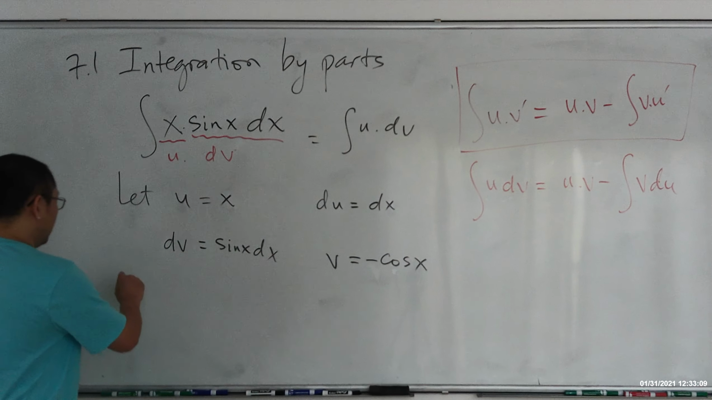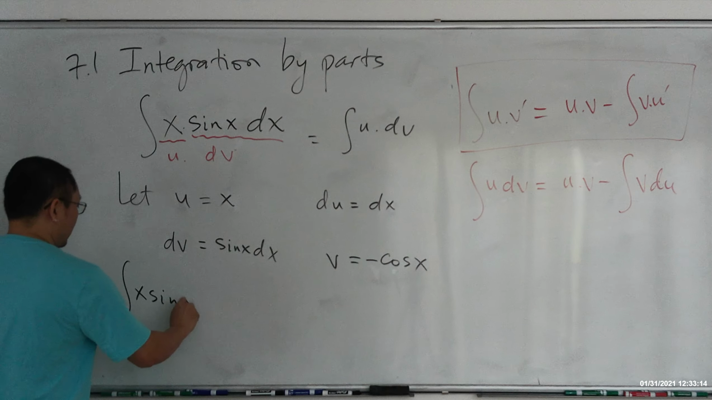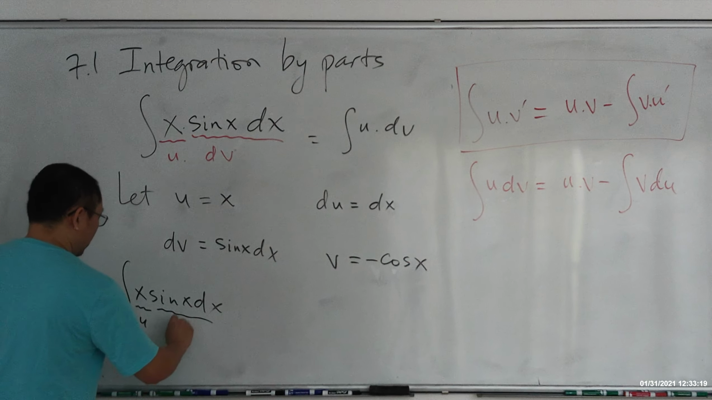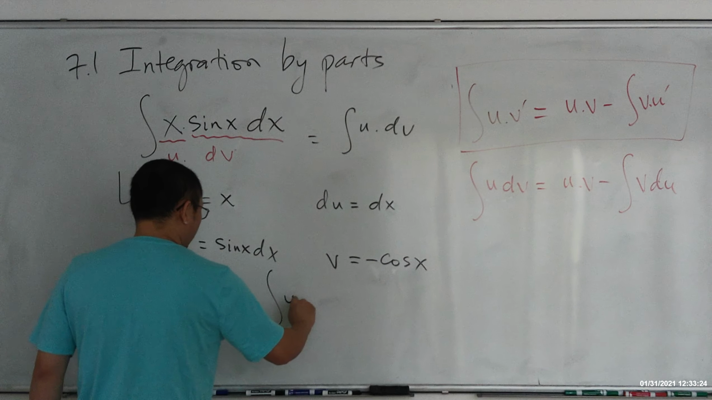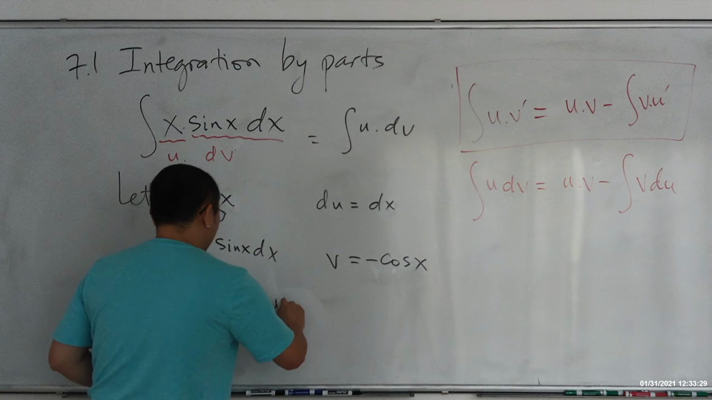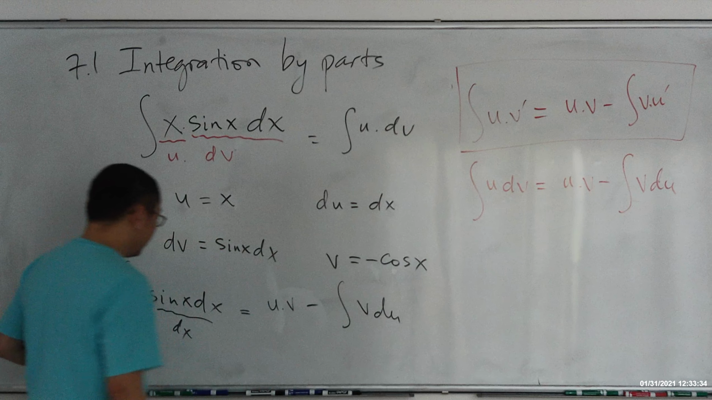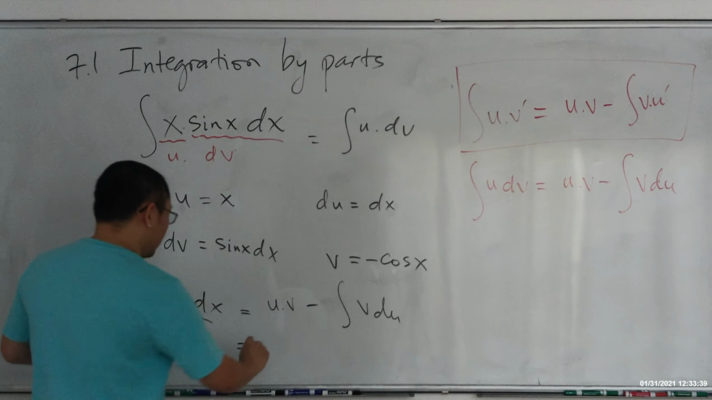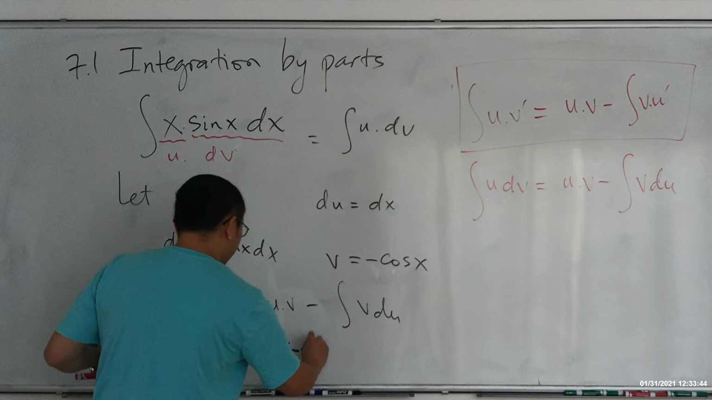This one is the integral of x sine x dx, which is two parts, right? This one is u, this one is dv. It's going to be equal to u times v minus integral of v du, okay? And I'm going to plug all the numbers in. Our function u is what? x. And v is negative cosine x.